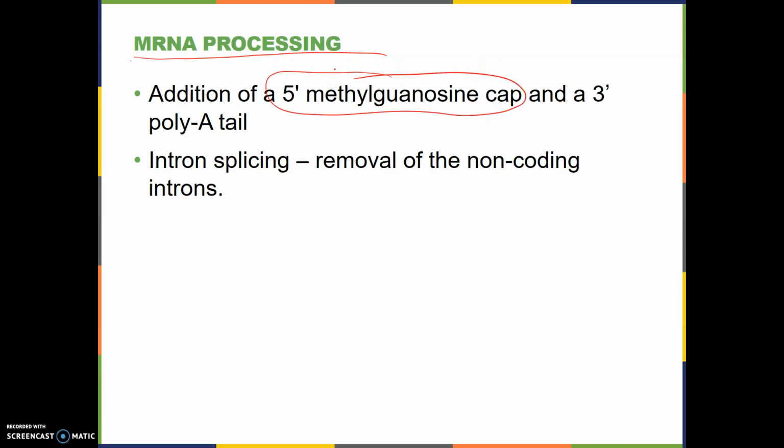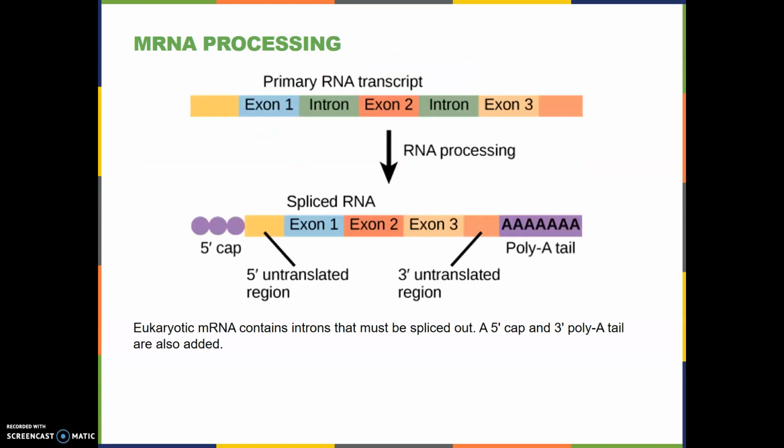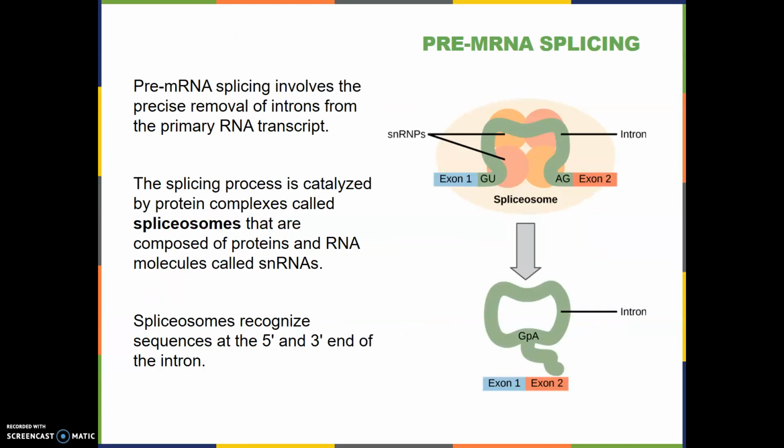So during messenger RNA processing, before the introns are spliced out, there is a 5' methylguanosine cap added to the 5' end of the messenger RNA, and then a poly A tail added to the 3' end of the messenger RNA. Once the cap and the tail are added, the introns are spliced out, and we've already looked at this. Here's your 5' methylguanosine cap and your poly A tail, and you can see that the introns have been spliced out.